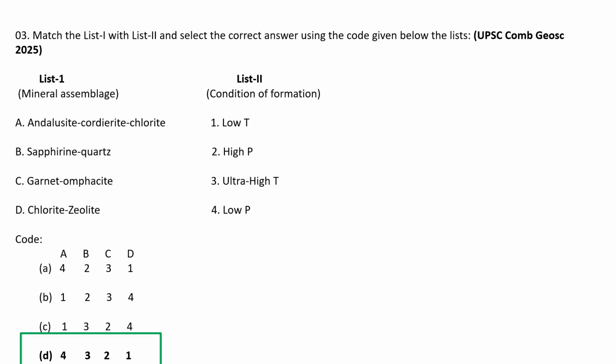That is A4, andalusite, cordierite, it is formed under low pressure, and sapphirine quartz is formed under ultra high temperature, and garnet omphacite is formed under high pressure, and chlorite zeolite is formed under low temperature. So D is the correct option.